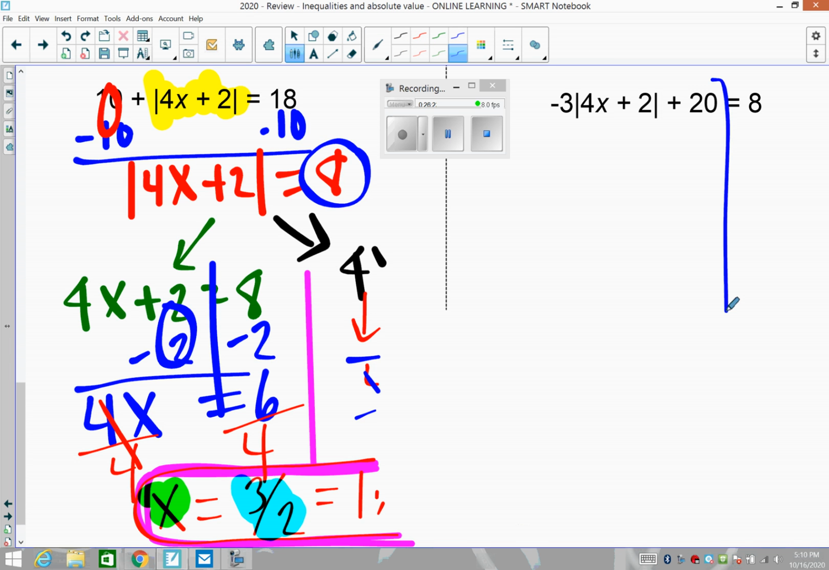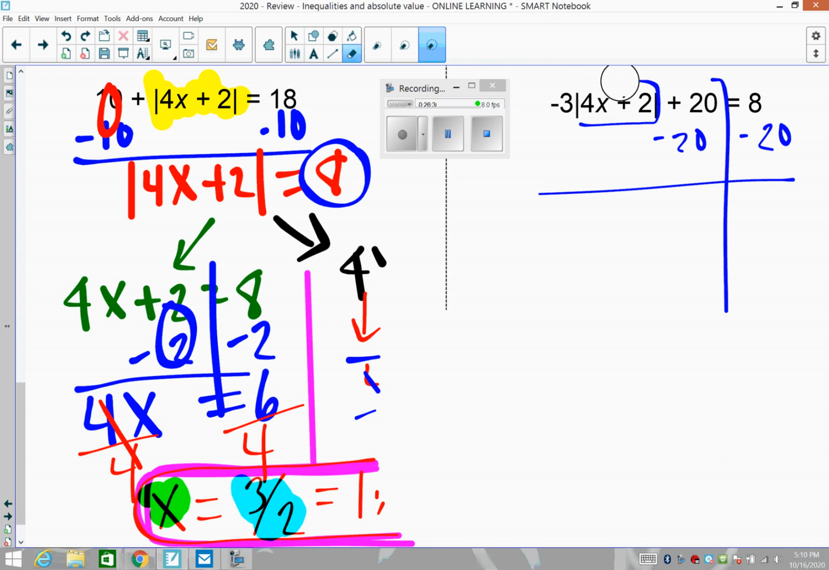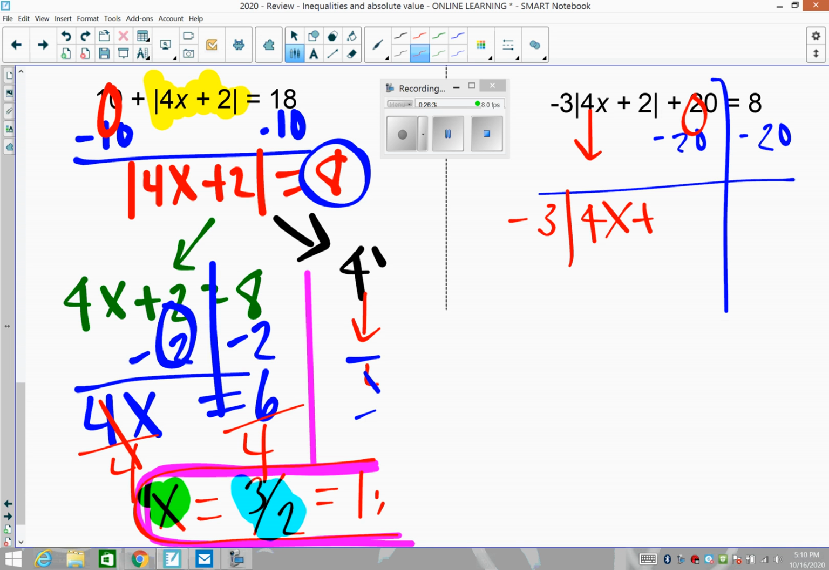First step is to isolate the inequality or the absolute value. So we're going to subtract 20, copy, paste, just like we would in the hand method. I'm going to erase that, otherwise I'm not going to be able to see those absolute value bars. Drag it down. So we get negative 3 times the quantity of 4x plus 2 equals negative 12. Watch that sign over there.